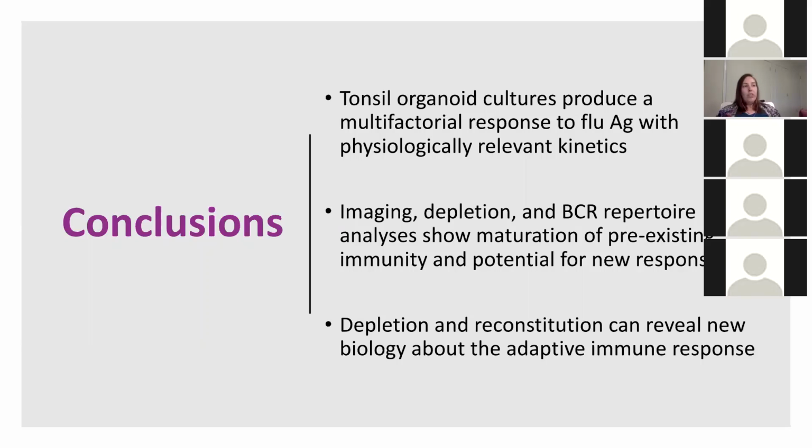Through imaging studies, some depletion studies, and also repertoire sequencing, we can show that there's a maturation of some pre-existing immune responses, and also that the B cell response at least is capable of producing some new B cells. We've also done depletion and reconstitution studies to help understand new biology about these adaptive immune responses.